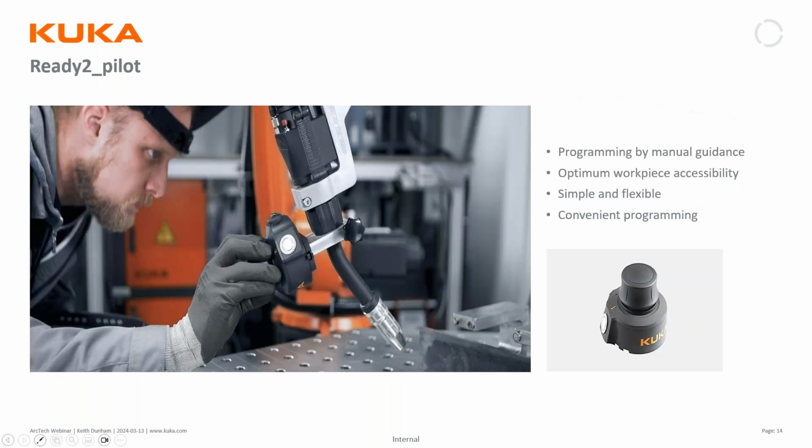And KUKA offers a ReadyToPilot. This is, I don't know if you want to say, it looks like a kind of like a joystick, or I guess like the 6D mouse on the SmartPad. It allows you to manually guide the robot without use of the pendant. Maybe more of a hands-on feel.